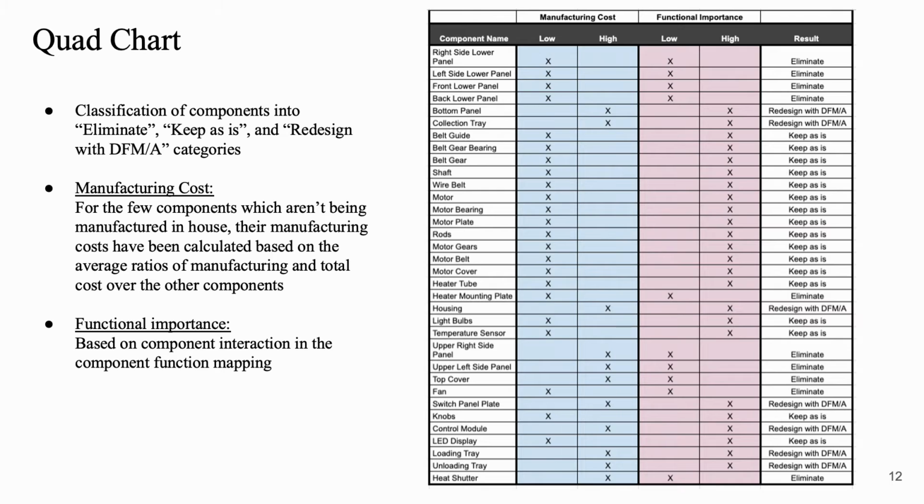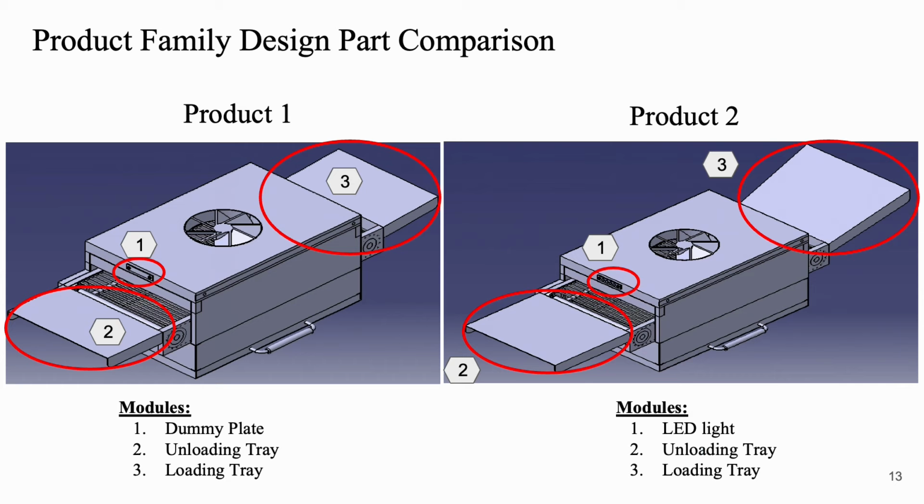Based on the quad chart classification, parts such as the lower panels, heater mounting plate, side panels, top cover, fan, and heat shutter were categorized as eliminate. Parts such as bottom panel, collection tray, housing, loading tray, and unloading tray were categorized as redesign with DFMA, and the rest of the components were categorized as keep as is.